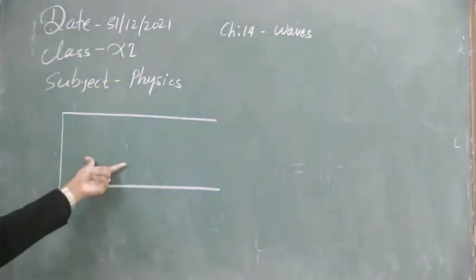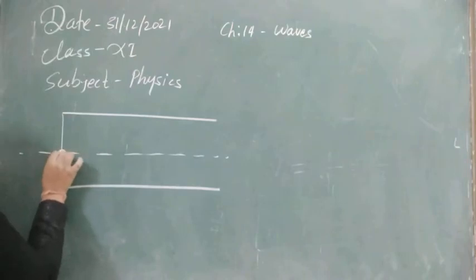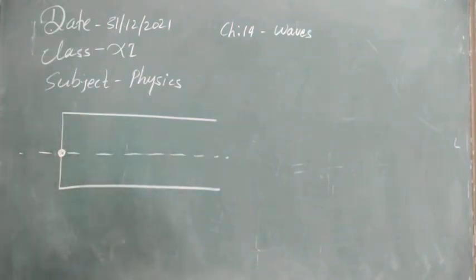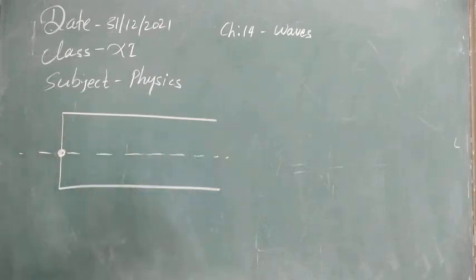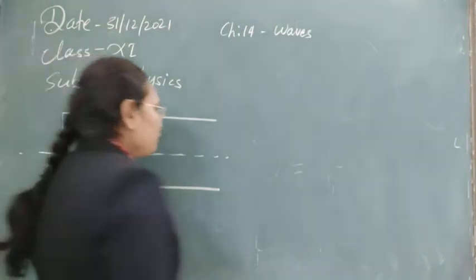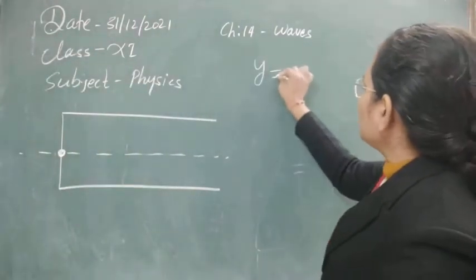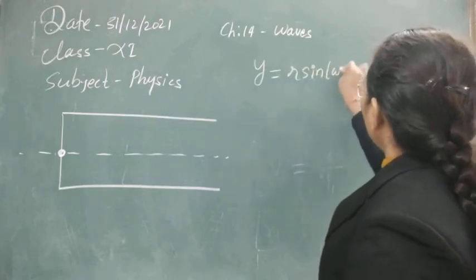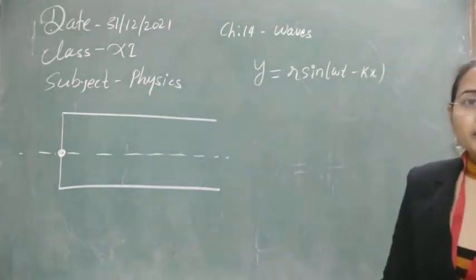So for the organ pipe, here we can draw this as our x-axis and this as the y-axis. The wave will be displaced along the y-axis, and the propagation of the wave will be along the x-axis. We can write the displacement equation of the wave as y equal to A sin(omega t minus kx), if the wave is propagating in the positive x direction.